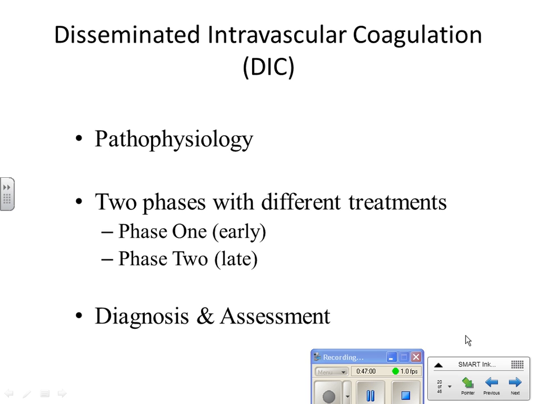So we have two phases of DIC. If they're in phase 1, where they're having all this abnormal clotting, what do you think you're going to give them? Anticoagulants. If they get past that phase 1 and they get into the later stages of DIC where they're having abnormal bleeding, they're not clotting anymore, what do you think you're going to give them? You're going to give them FFP, you're going to give them clotting factors, plasma. So you have to treat whatever is happening to that patient. First the abnormal clotting, then the hemorrhaging.